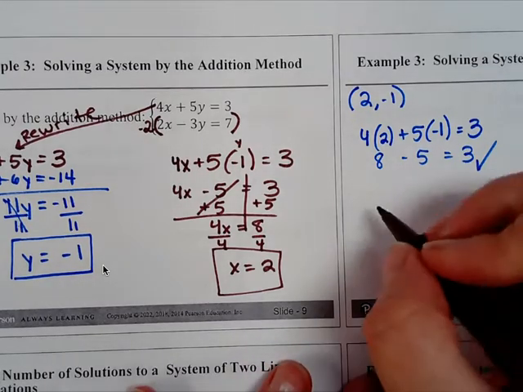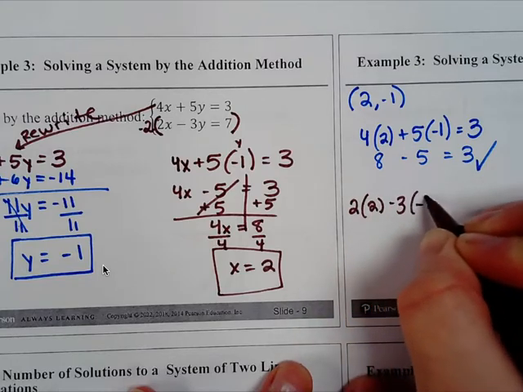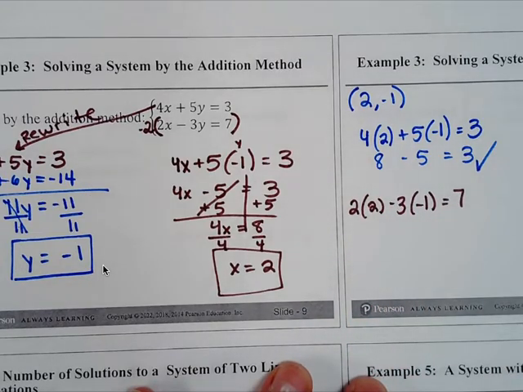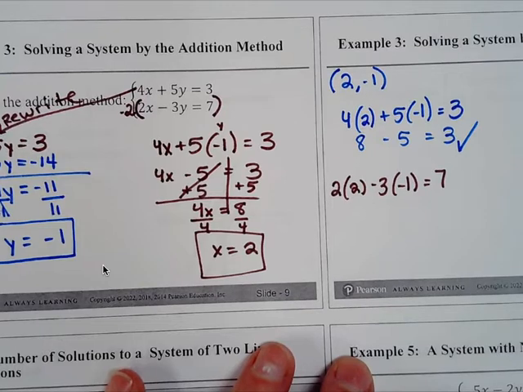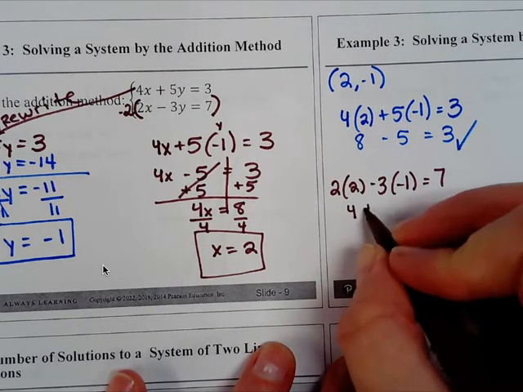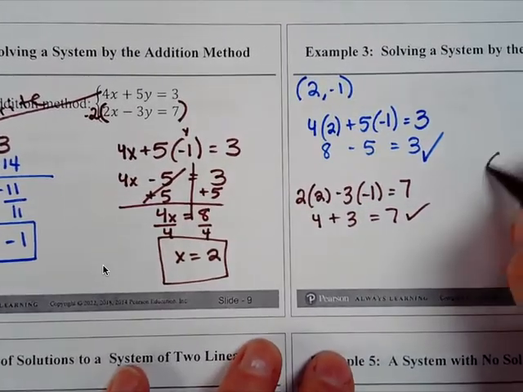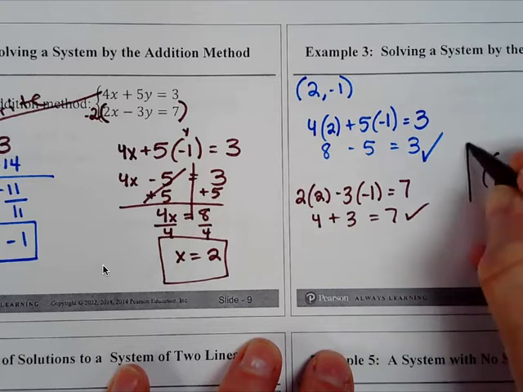And then we could do the other equation. So 2 times 2 minus 3 times a -1 equals 7. So that'd be 4. -3 times a -1 is +3. 4 plus 3 is 7, so it's true. So our solution, (2, -1), is our solution.